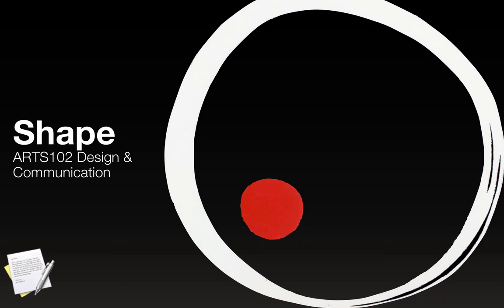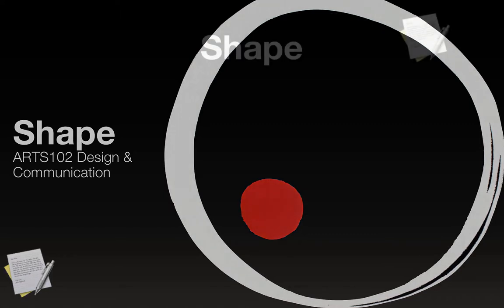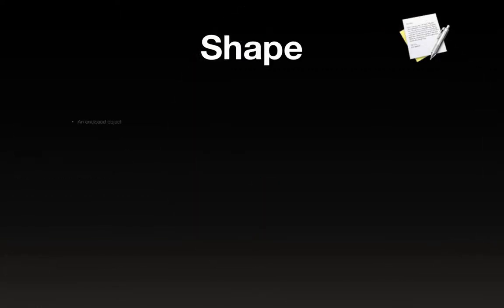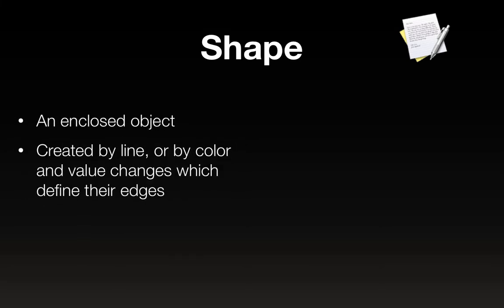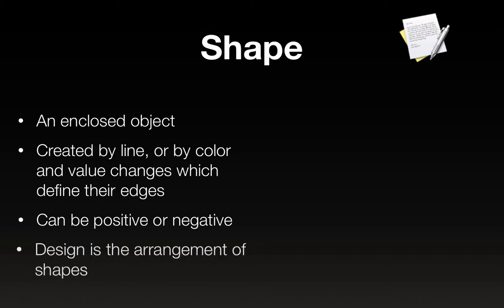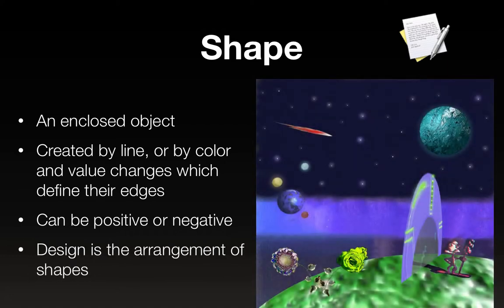And let's talk about shape. So basically, shape is just an enclosed object, more or less, created by line or by color and value changes, which define their edges. And shape can be positive or negative. In your assignment, you're going to be trying to play with that idea, the positive or negativity of it.